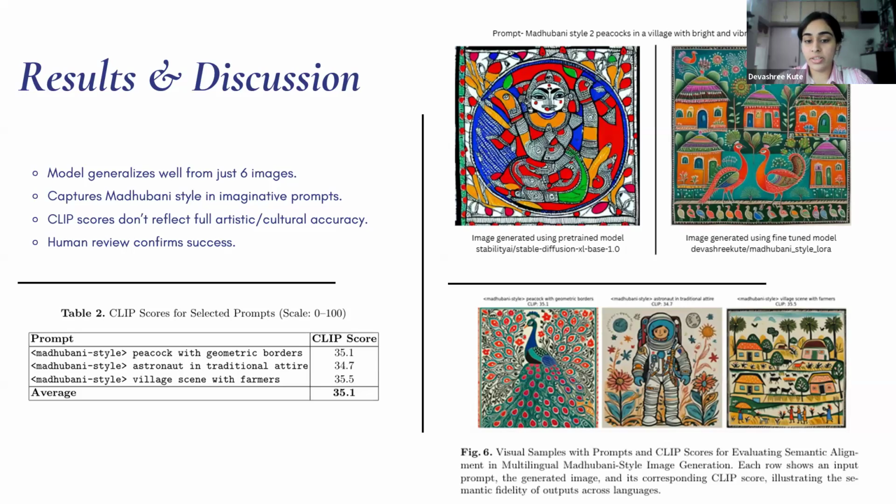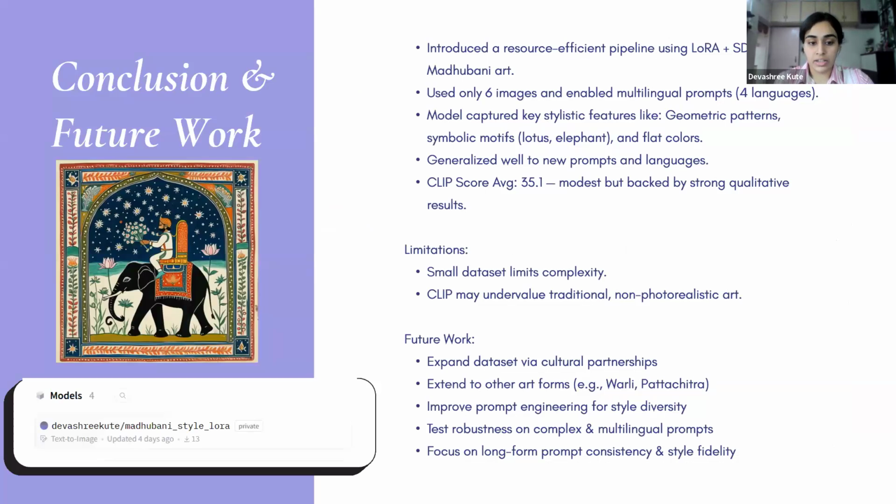Similarly, visual samples with prompts and CLIP-based scoring were also used for evaluation, and an average CLIP score of 35.1 was obtained. So the model successfully learned and was able to generalize well, and human evaluation confirmed strong stylistic fidelity in the outputs. Let's have a look at the conclusion.